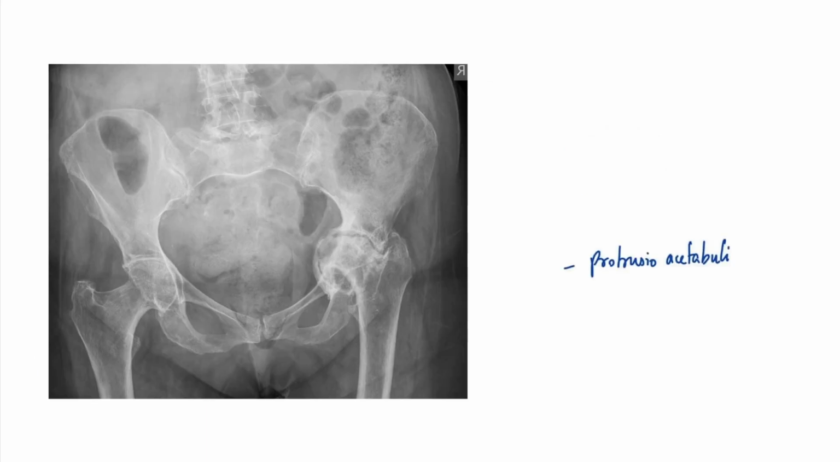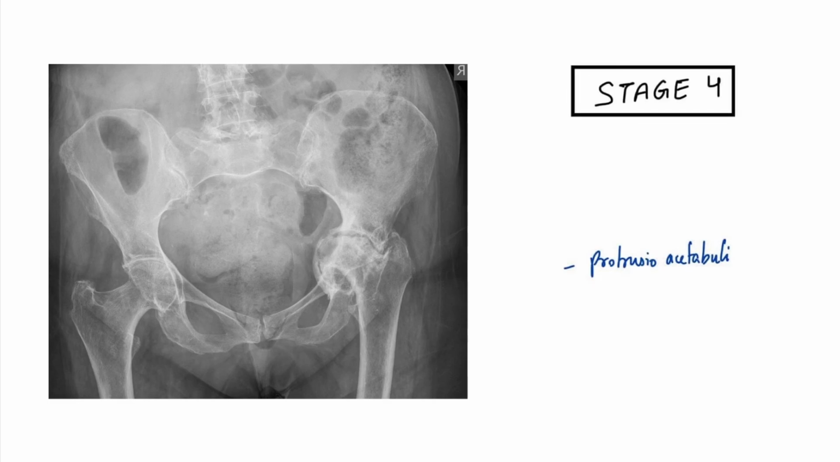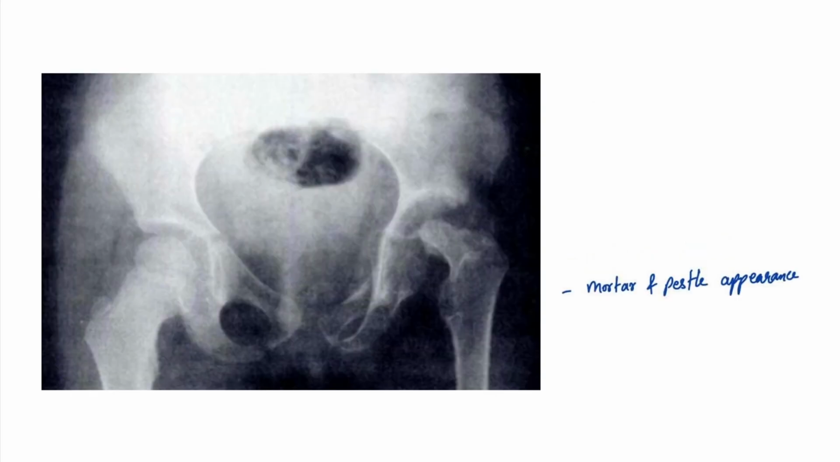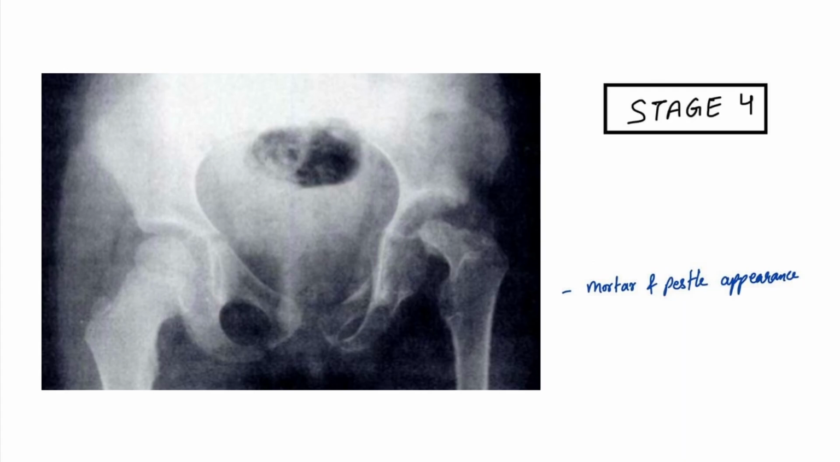In this picture of the hip joint on left side, we can see destruction of acetabular cavity, and the femoral head is also destroyed and subluxated centrally. This is known as protrusio acetabuli. In the next picture, on the left side hip joint, we can see there is gross destruction of femoral head and a very small bone stalk of the femoral head and neck can be seen, and the acetabular cavity has enlarged. This is known as a mortar and pestle appearance.